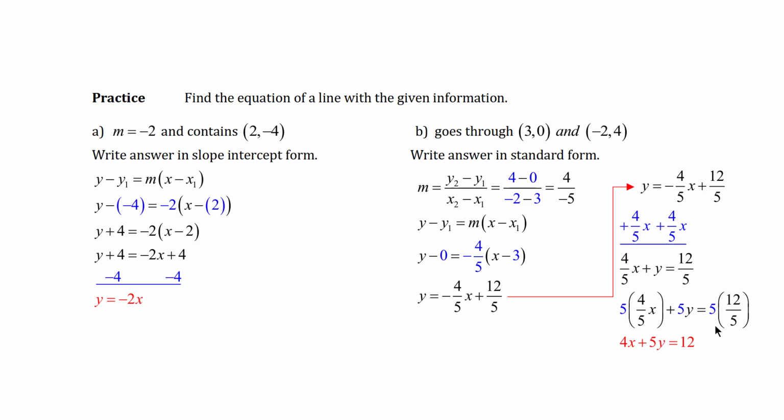Simplifying the left-hand side, 5 times 4 over 5x is just 4x. 5 times y is 5y. And on the right-hand side, 5 times 12 over 5 is just 12. So our final answer in standard form is 4x plus 5y equals 12.